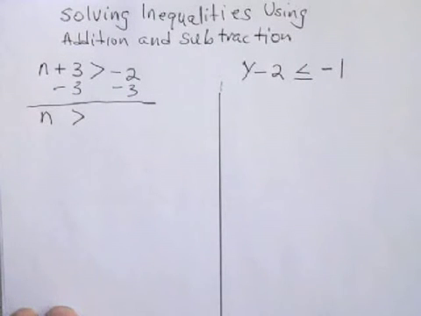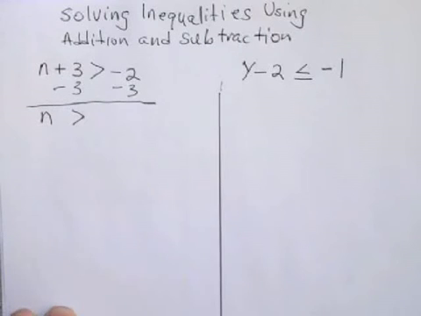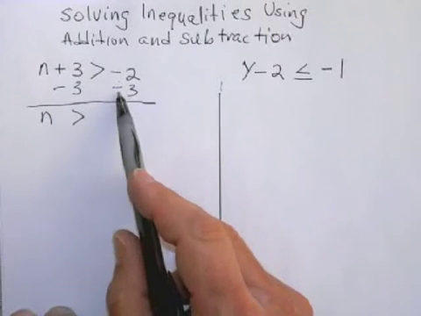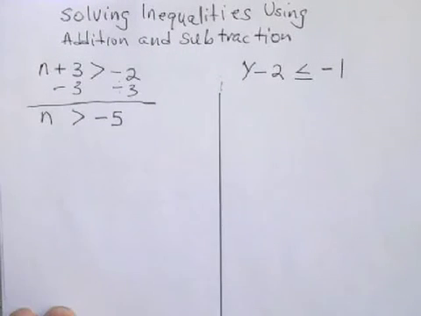The most common mistake is that students just write an equal sign. They forget they're working with inequalities. Negative 2 minus 3 would be negative 5. So our solution set for this problem is n is greater than negative 5. That would include all numbers greater than negative 5. The first whole number greater than negative 5, of course, would be negative 4.